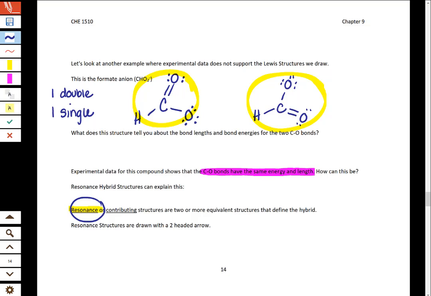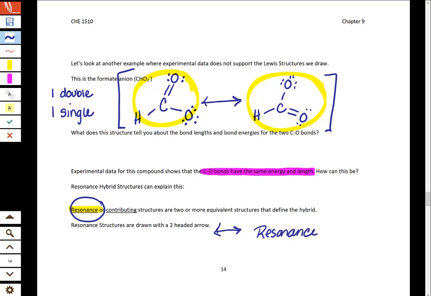And so really what's happening is we don't draw just one of these structures when we're drawing resonance structures. We draw both, and then we put a double-headed arrow between the structures. And a lot of the times resonance structures are made up of ions, and so we draw them in brackets like this. And so we put the resonance structures in brackets with a double-headed arrow, and that double-headed arrow means that these are resonance structures.